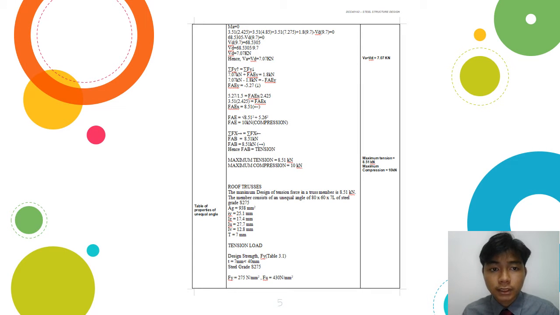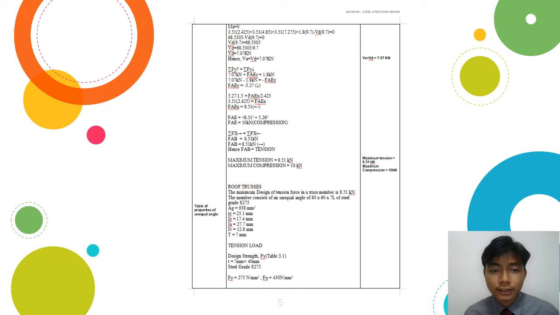We use moment clockwise to get the reaction forces. So we just need to use the moment that we already learned from the theory of structure or mechanics. So we got vertical A equals to vertical D is 0.07 kilonewton.